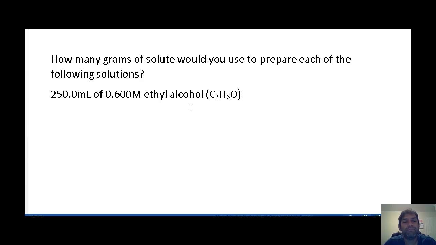We have 250 milliliters of 0.600 molar ethyl alcohol. So 0.600 molar is molarity, big M is molarity, and molarity is moles of solute over liters of solution. An important thing to recognize here is that if I ask you to make me a solution, there are 2 things you must ask me. Number 1, what is the concentration you want? And the second thing you should ask is how much, which is the volume.